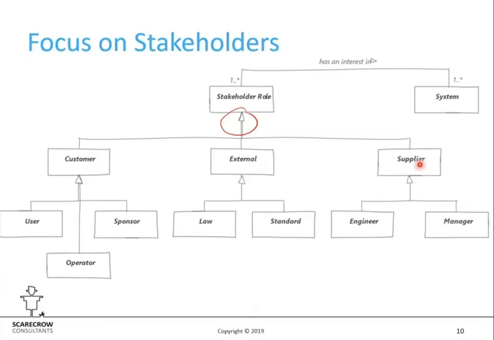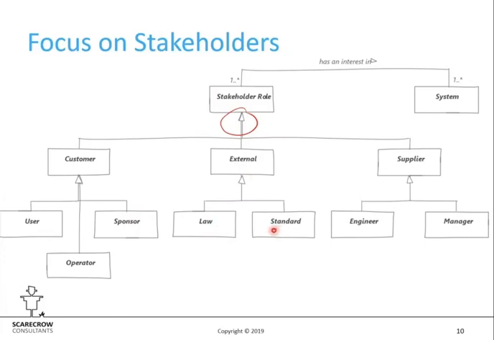When we talk about supplier stakeholders, we're generally talking about us: the roles of the people, the things, the organisational units and so on that are helping to deliver the system. So typically engineers and managers, so engineering roles and managerial roles. If we go to the other side of the diagram and look at customer roles, we will have end users of the system, operators of the system that make it function on a day-to-day basis, and the sponsors of the system who are actually paying for it and putting up the money. And in the middle there, we've got external, and these are things like laws and standards.